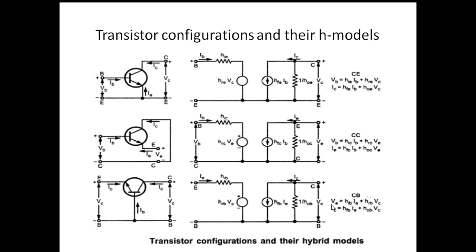Next, for common base, VE is equal to HIB-IE plus HRB-VC. IC is equal to HFB-IE plus HOB-VC. Okay, like this.